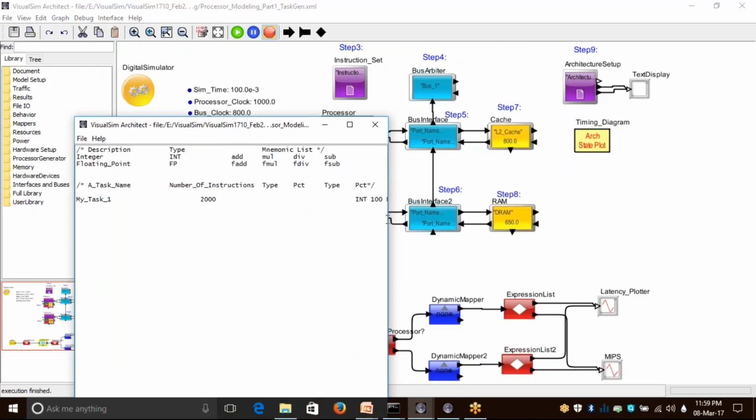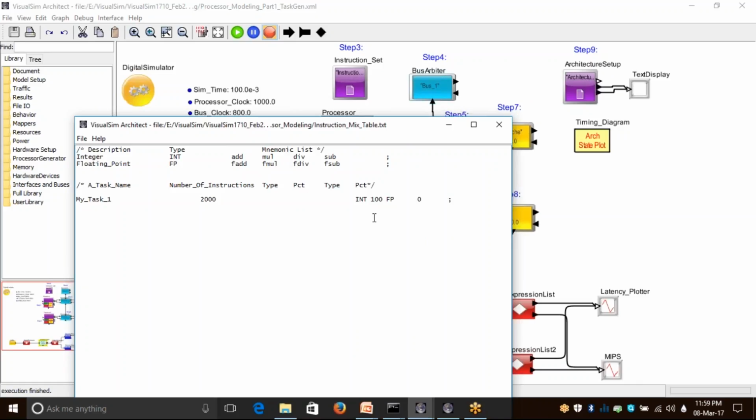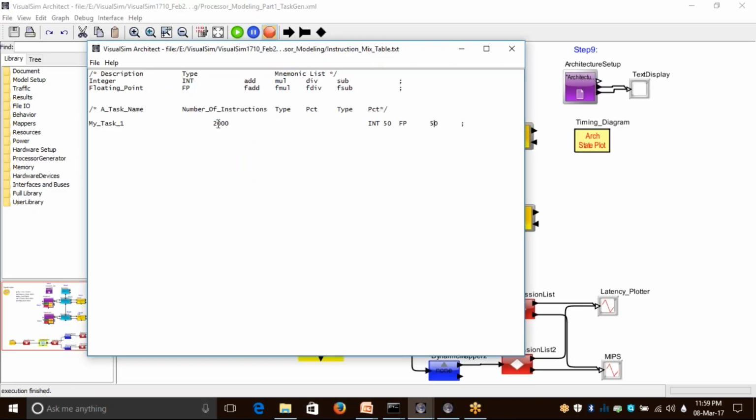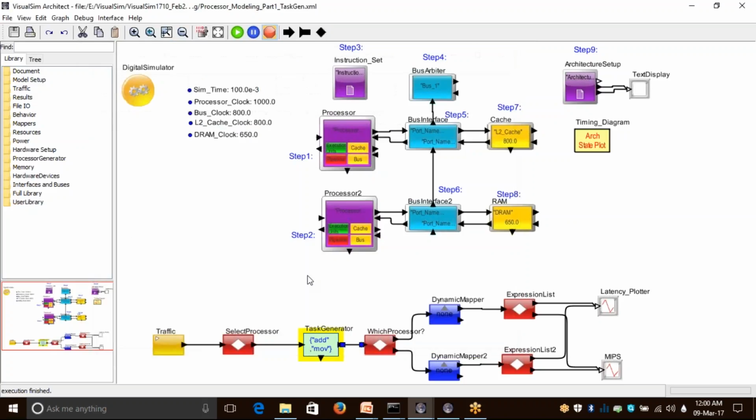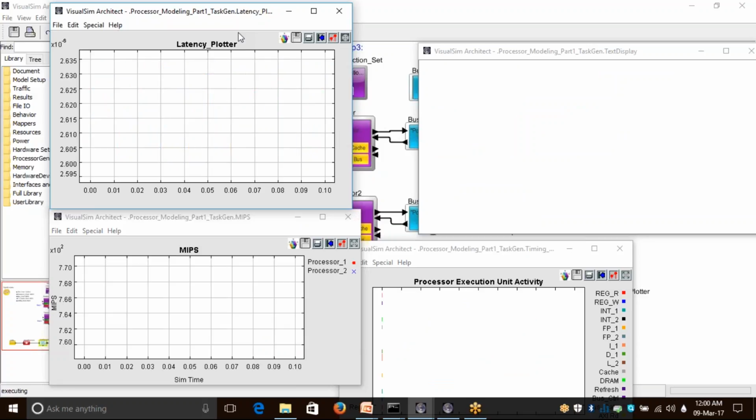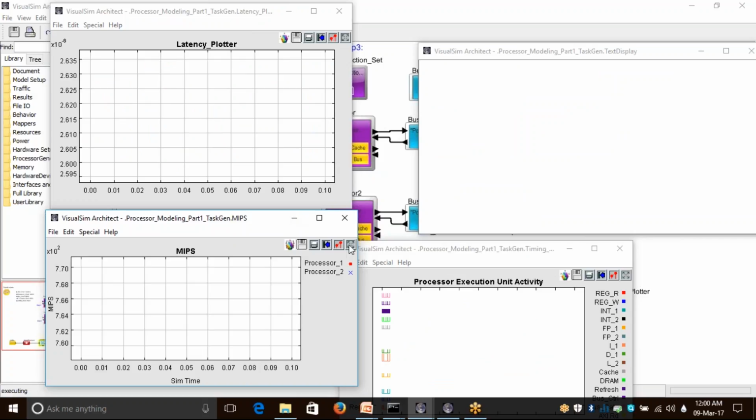In this case, I just open up my file, and what I have done over here is I have considered integer type of about 100%. I'm going to make it 50% integer and 50% floating point instructions. So out of 2,000 instructions, 1,000 will be of integer type, while another 1,000 will be floating point instructions. I'm going to save this block and run the model, trying to understand the impact of changing the instruction sequence on the performance.